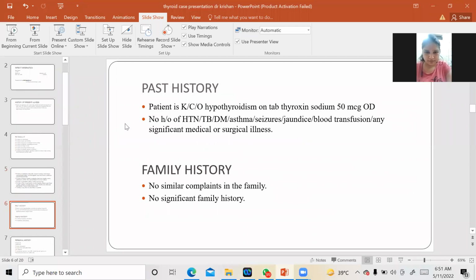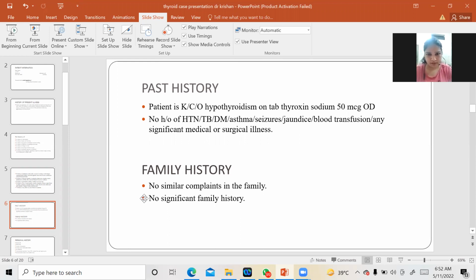So coming to the next slide, which is of past history. Patient is a known case of hypothyroidism on tab thyroxine sodium 50 microgram once a day. There is no history of hypertension, TB, diabetes, asthma, seizures, jaundice, blood transfusion, any significant medical or surgical illness. One rare question an examiner can ask is what are the various available chemical forms of thyroxine. They can ask about levothyroxine and everything, as well as thyroxine sodium and other salts in which it is available. So I will advise the viewers to read it once.